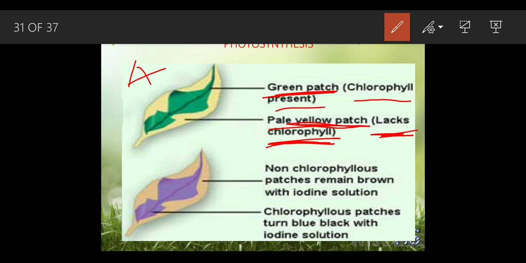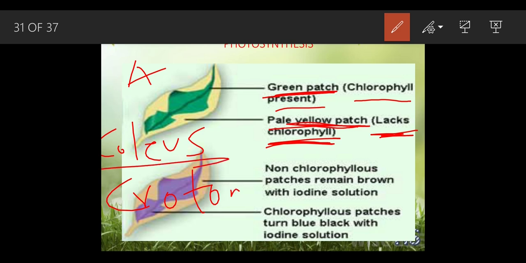Now what are the examples of variegated leaf? That is Coleus, croton, geranium, etc. There are many of those. So we are going to just take two examples or one example of it, that is Coleus, croton. In these plants you are going to see the variegated leaf where some of the part is green and some of the part is kind of yellowish.